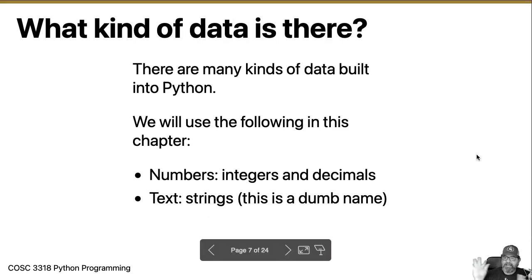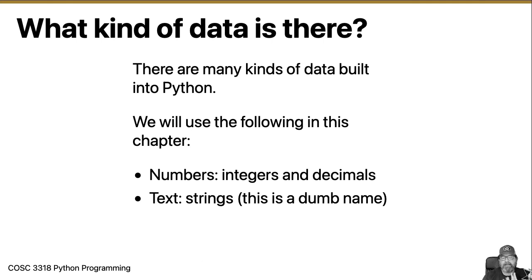So what kind of data is there? Python actually has a whole lot of different types of built-in data, and we're going to be looking at a lot of them as we move through this class. But right now, today, for this next week, we're talking about numbers and text. Now, numbers come in 2 flavors. Specifically, integers. Python knows about integers, which are whole numbers, and it knows about decimals called floats.